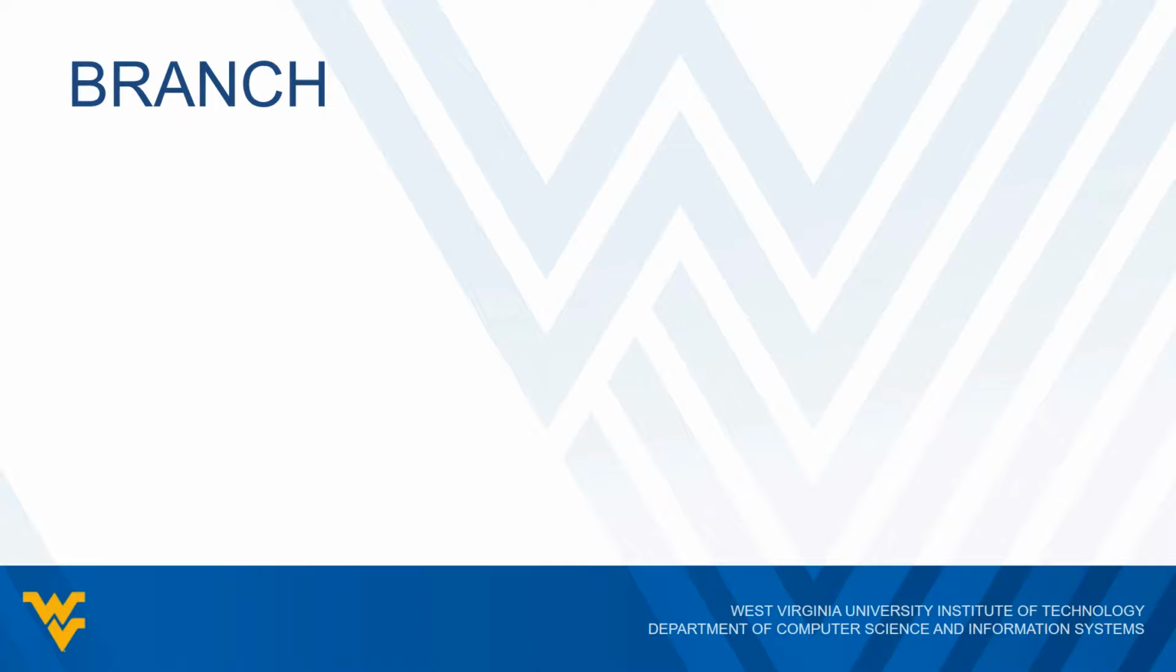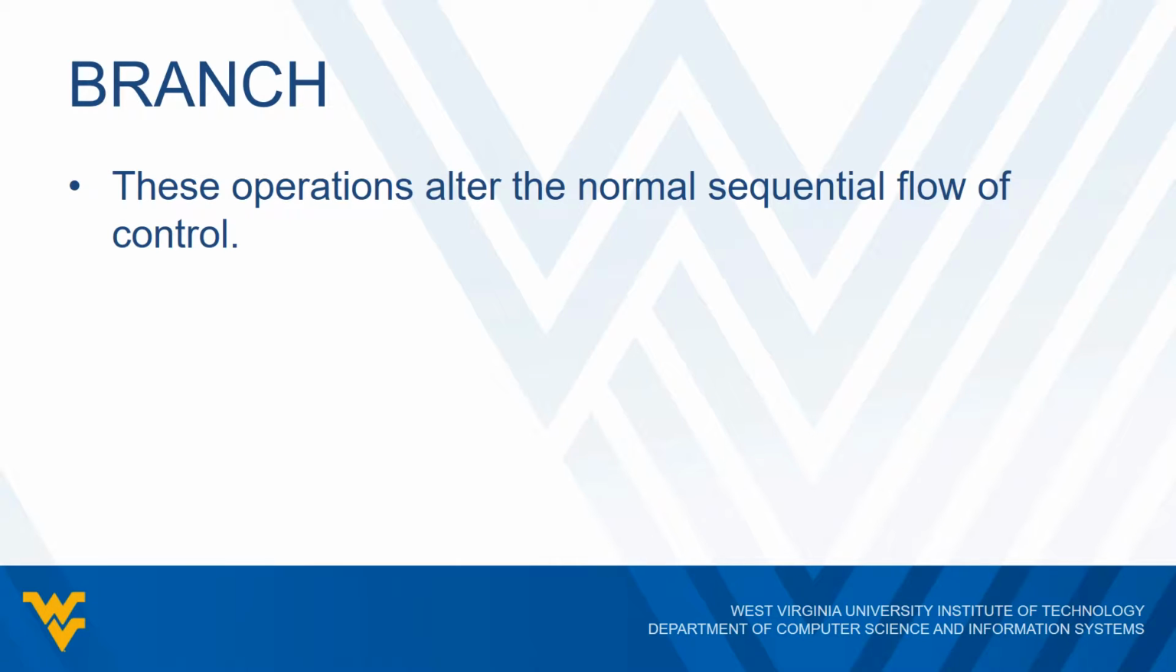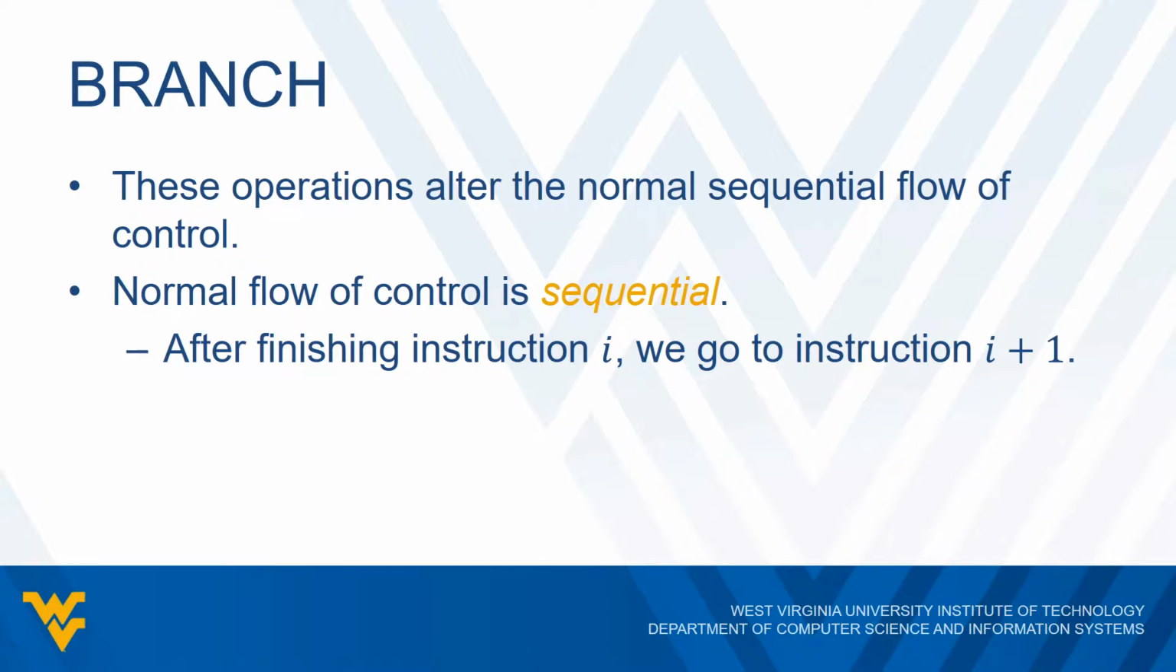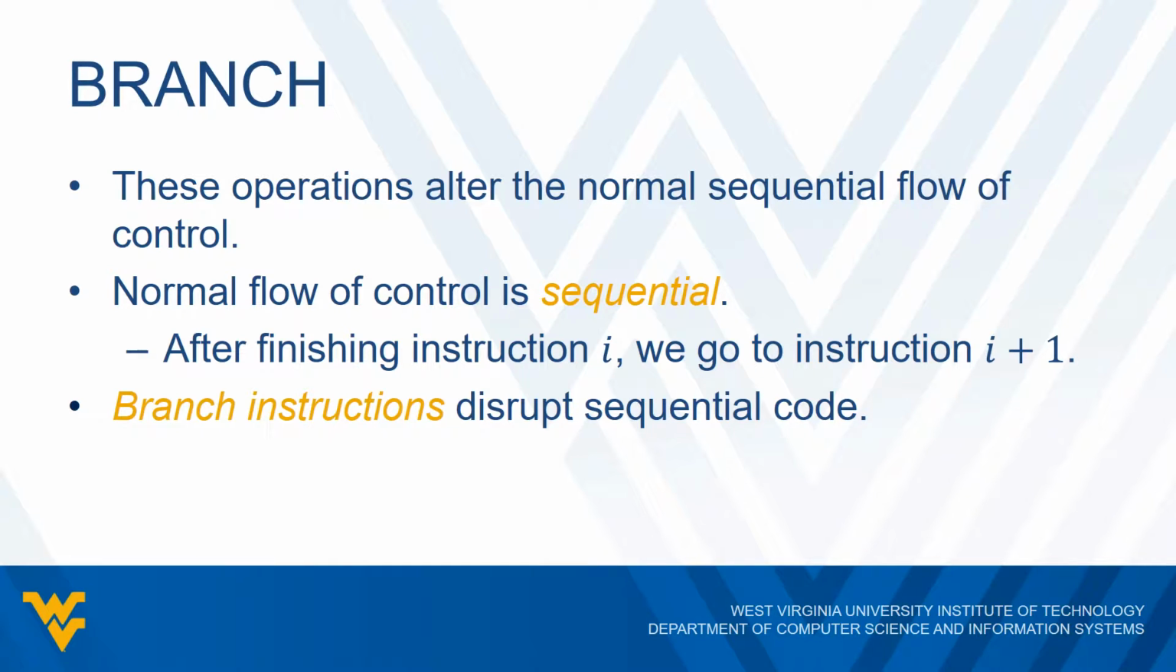The last basic class is called branch. Now, these operations alter the normal sequential flow of control. The normal mode of operation of a von Neumann machine is what we call sequential. So the idea is that after we finish completing the instruction at address I, the control unit would execute the instruction in address I plus 1. With branch instructions, though, they would actually disrupt this sequential mode of completing steps.